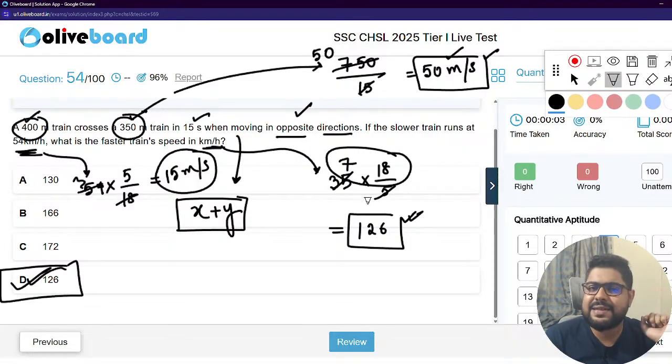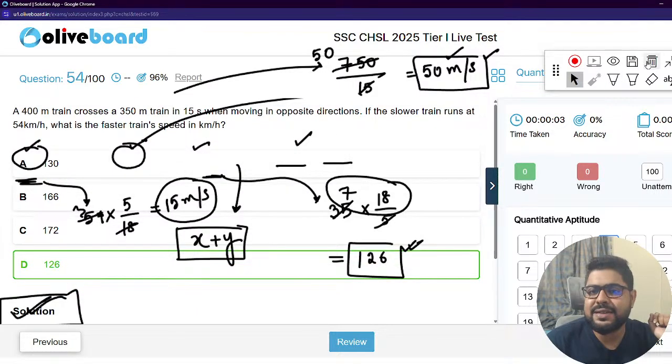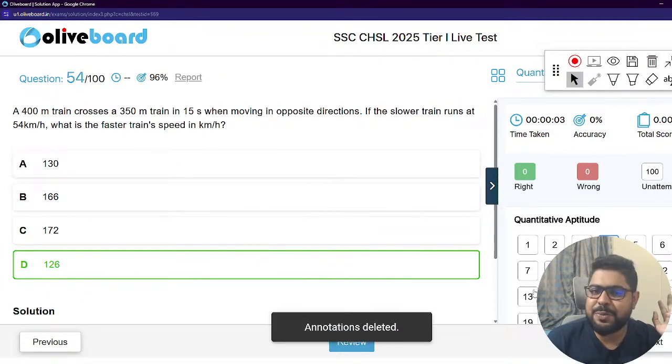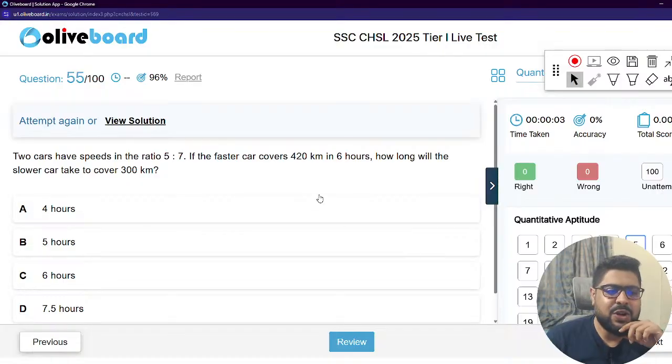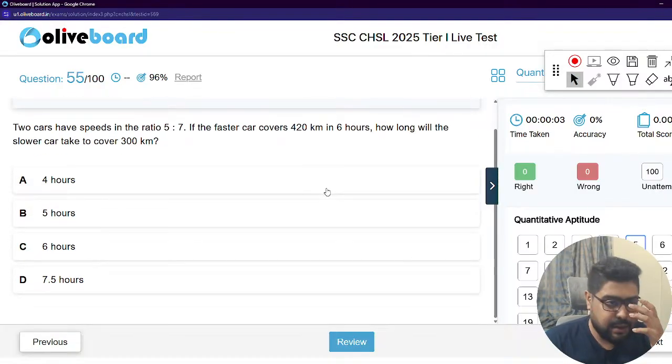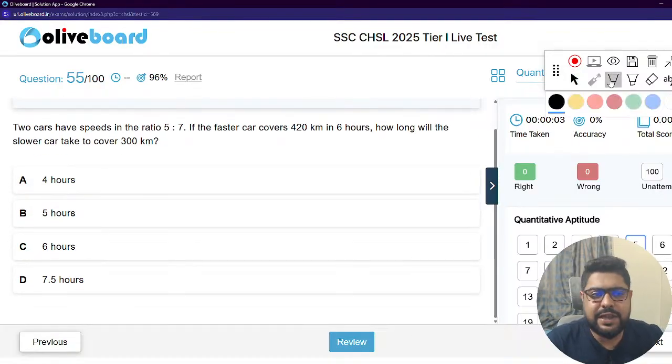Everybody clear, sir? Absolutely clear. So option number D, 126 is your correct answer. Absolutely, it should be clear. Moving on. Two cars having a speed ratio of 5:7.